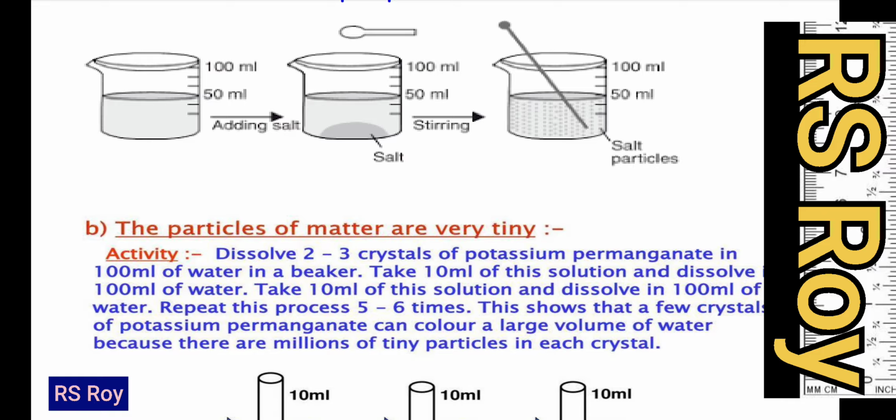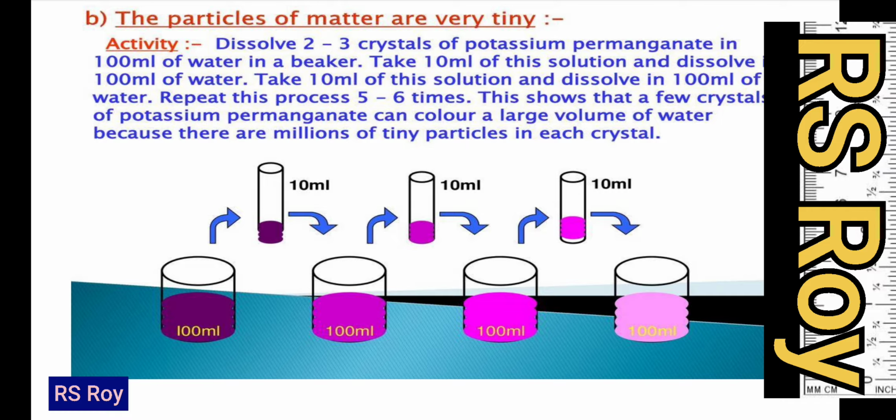Another activity shows how the particles of matter are very tiny in shape and size. We take some water and dissolve 2-3 crystals of potassium permanganate in 100 ml of water. Take 10 ml of the solution and dissolve it in another 100 ml of water. Again, take 10 ml of this solution and dissolve it in another 100 ml of water. Repeat this process 5 to 6 times.